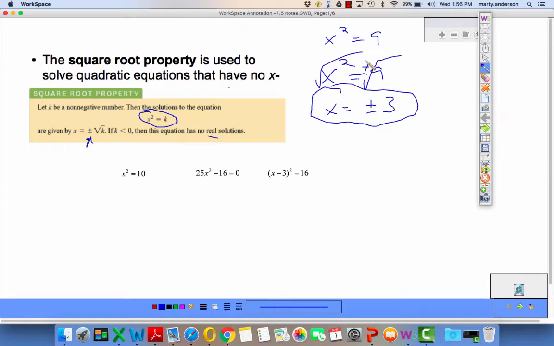So we've got to remember the plus or minus. Also, the positive is usually called the principal square root. A little bit more important, but we can't forget about the negative. So this one right here, it's as simple as plus or minus, and you get x is equal to plus or minus the square root of 10.